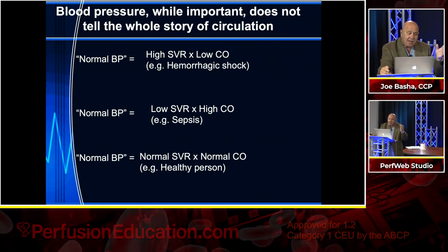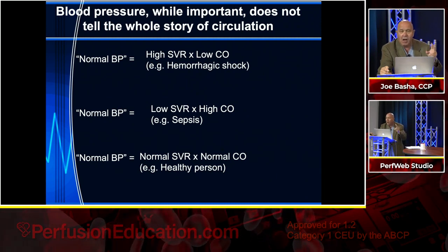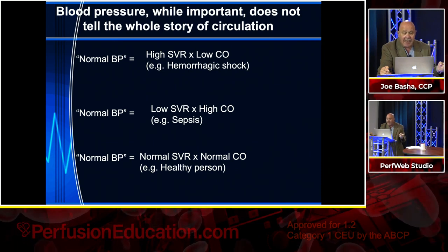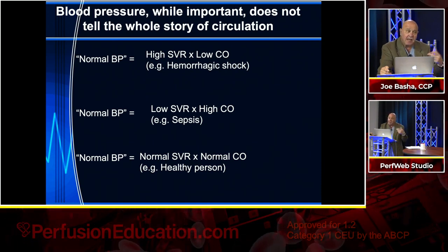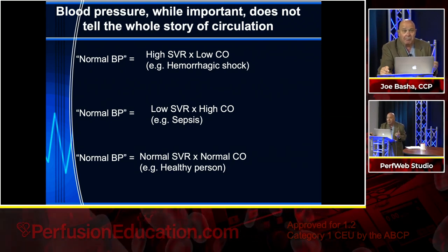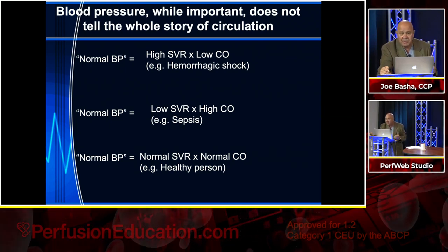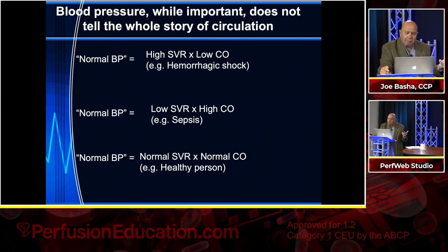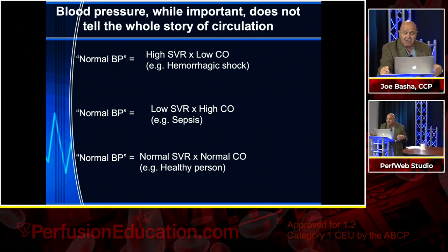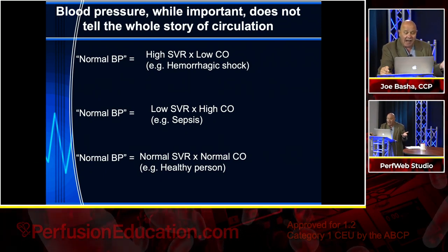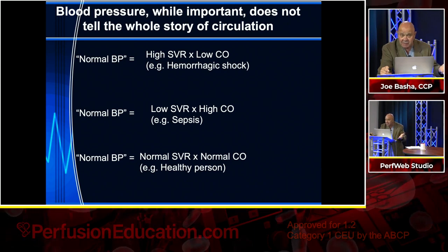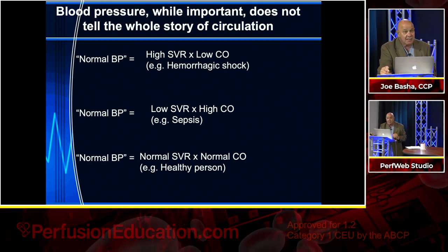Normal blood pressure, you can have a normal blood pressure in all 3 of these conditions. Again, a normal blood pressure. High SVR, low cardiac output, as in hemorrhagic shock, or on ECMO, or cardiogenic shock for that matter. You can have a normal blood pressure with a low SVR, but a super hyperdynamic heart and a high cardiac output. I've seen that many times, such as we see in sepsis. We have seen it. And that's a big problem.